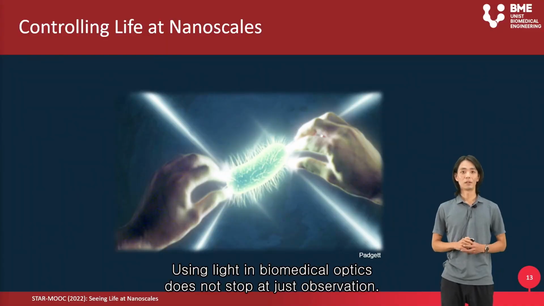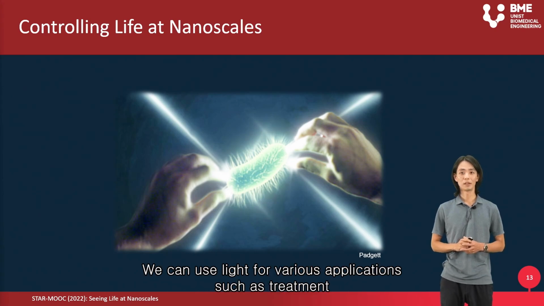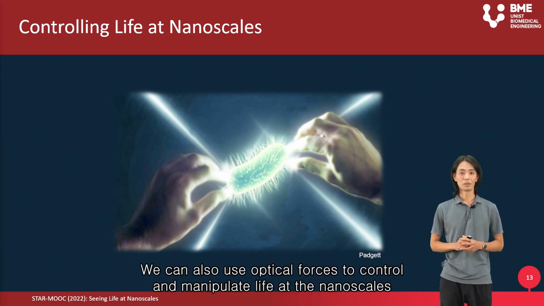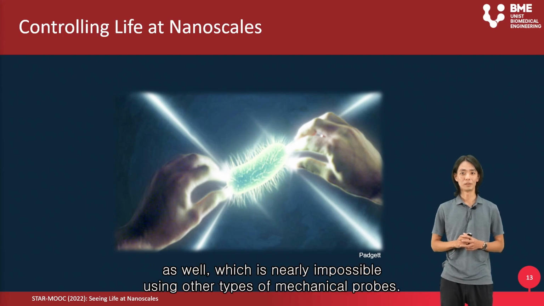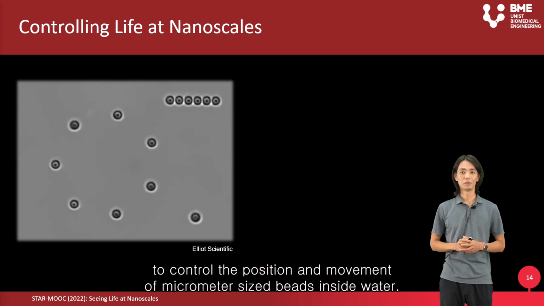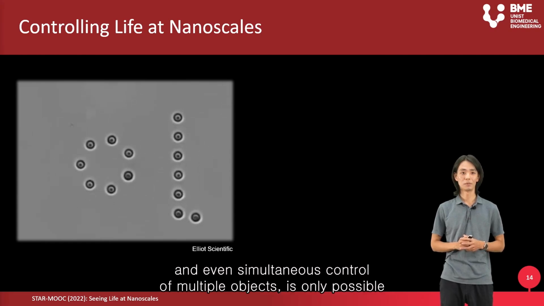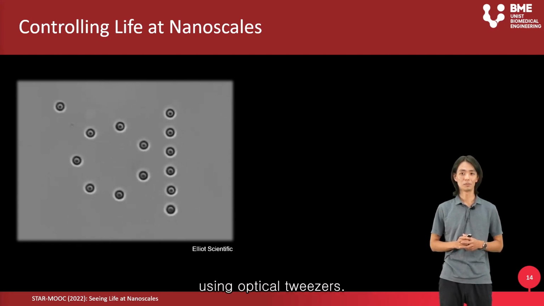Using light in biomedical optics does not stop at just observation. We can use light for various applications, such as treatment using light instead of the traditional way of using chemicals alone. We can also use optical forces to control and manipulate life at the nanoscales as well, which is nearly impossible using other types of mechanical probes. And movement of micrometer-sized beads inside water. This highly precise and fast dynamic control of such small objects, and even simultaneous control of multiple objects, is only possible using optical tweezers.